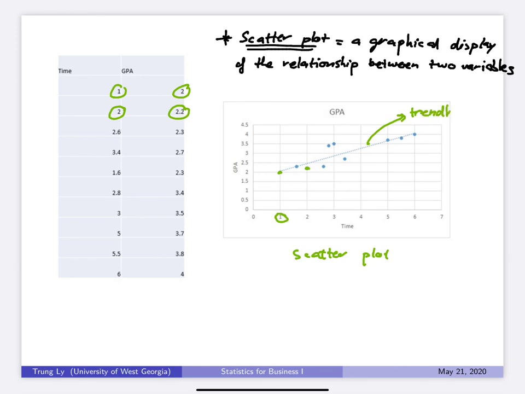which is the dotted line here in the graph, is a line that provides an approximation of the relationship. So in this problem, it seems that the more time you spend studying, the higher your GPA is, and so the relationship between these two variables is positive. Later in the course, but more likely next semester, you're gonna learn how to estimate the equation of this trend line.